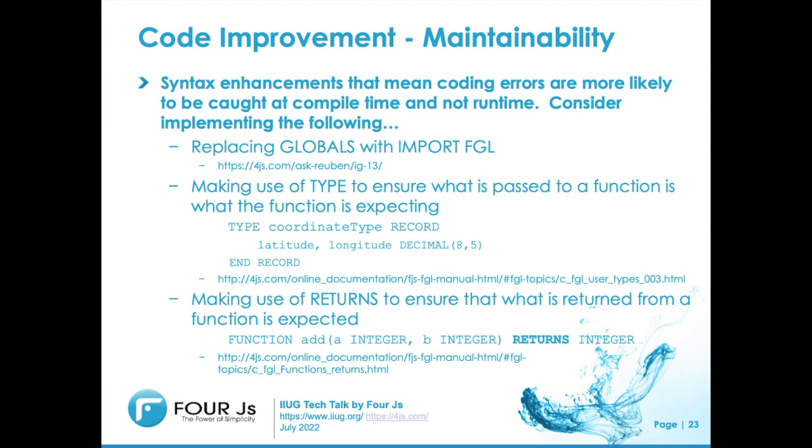What you can also do is define complex structures centrally using type, thus ensuring that what you pass to and from functions is of the same structure. When defining a function, you can explicitly state what it is expected to return. This allows you to capture at compile time cases where it returns something unexpected. These types of initiatives reduce the amount of runtime errors and mean you'll capture sloppy code at compile time, not at runtime.